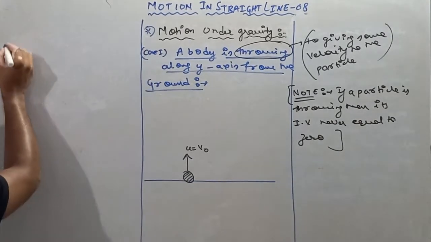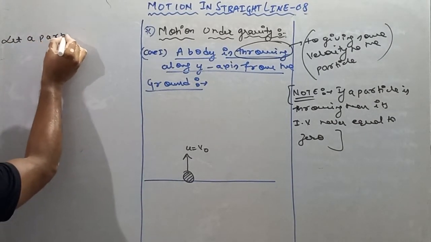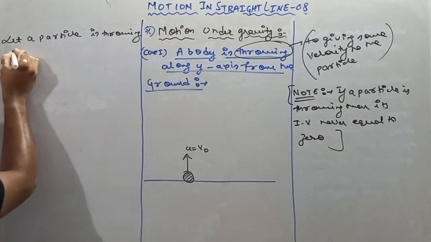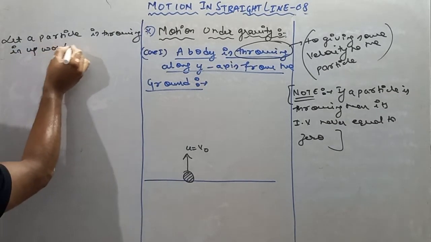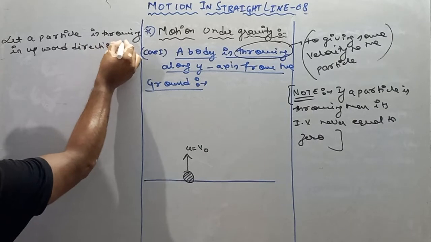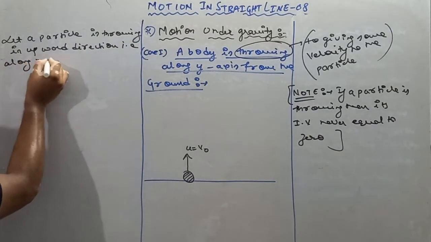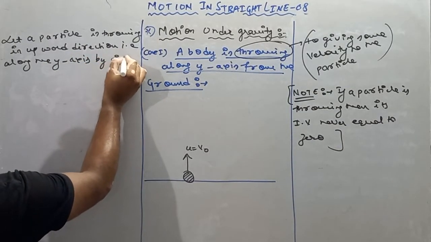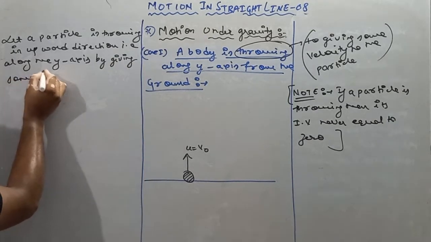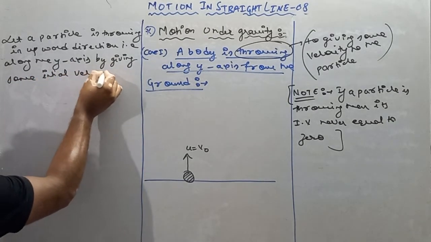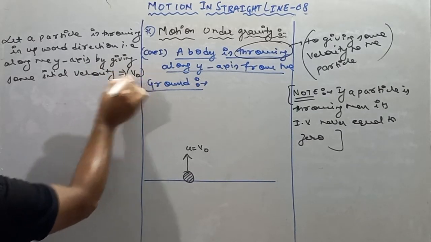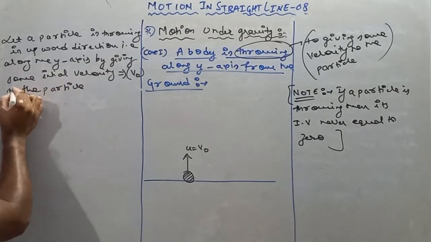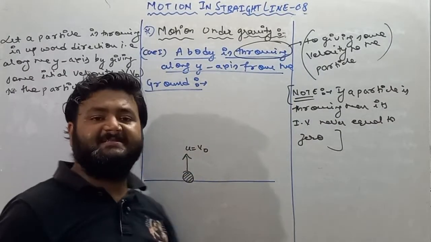I'll write here, let a particle is thrown in upward direction, that is along the y-axis, by giving some initial velocity equal to v naught to the particle. So my dear student, I am taking initial velocity to be v naught.